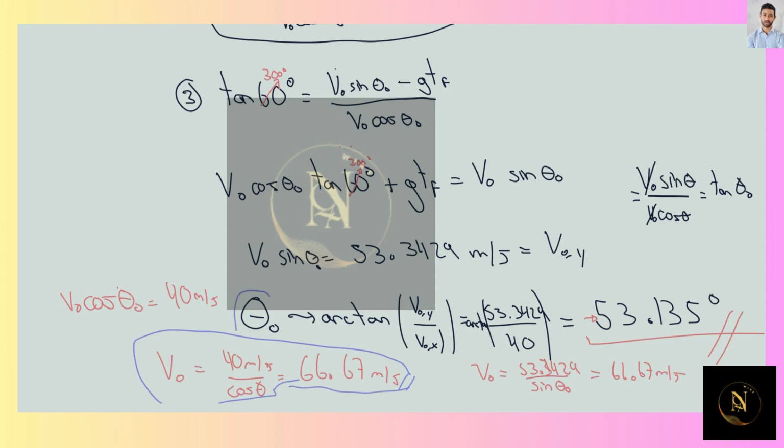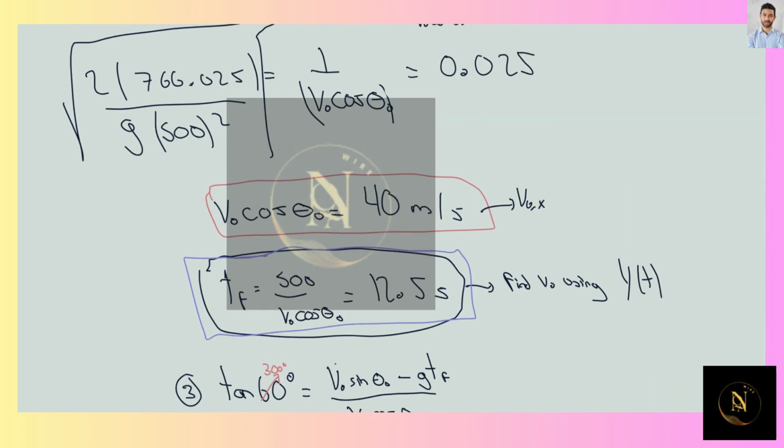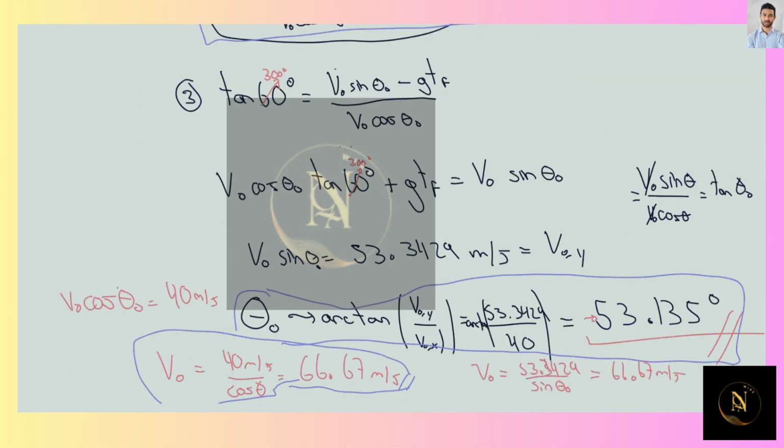This is going to be the angle at which we need to throw the projectile. This would be the final time that it would take for the movement to occur, and this would be the initial velocity on x and the initial velocity on y that we are going to have.